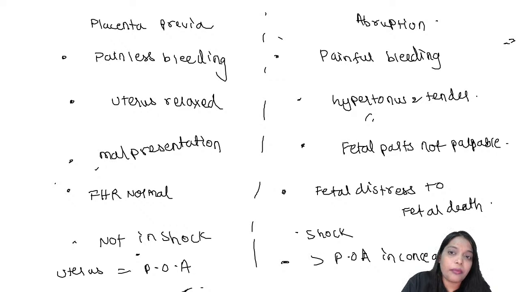Yes, on ARM, here you should not do PV. In abruption, if you do ARM, you will see blood stained liquor.